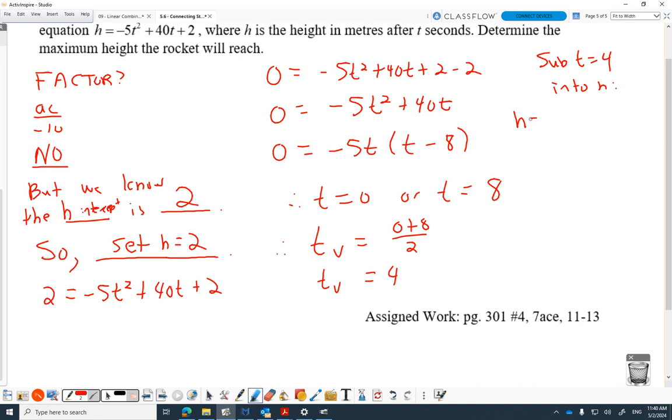I get h equals negative 5 times 4 squared plus 40 times 4 plus 2, which is 82. Am I ready for the therefore statement? I did a bad job on the last one. I get to the end, I'm like, okay, what do they want? They want the vertex, the max value, the x value of the vertex. What are they asking for? Determine the max height. Therefore the max height is 82.